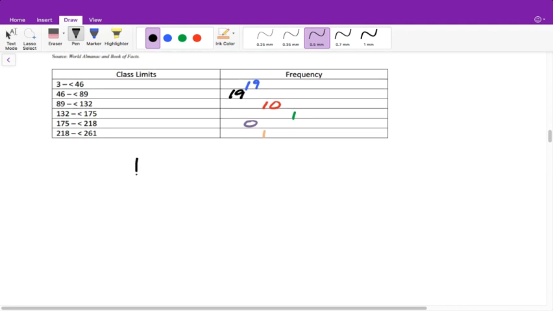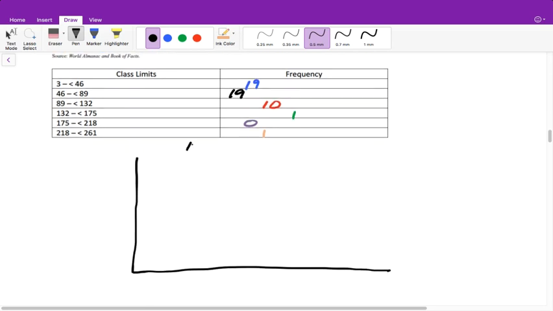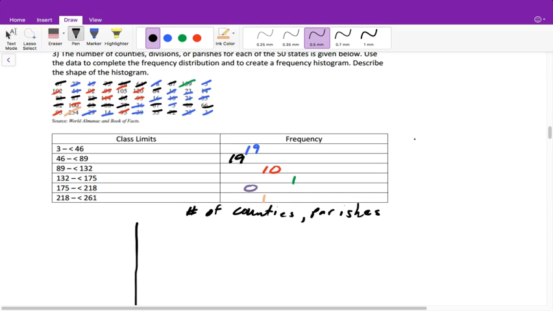All right, so what you need to do, and I didn't really show you this on your answer key, but you need to make sure that you're labeling these. All right, so we will then name the histogram. It's talking about the number of counties, divisions, or parishes for each of the 50 states given below. So you would name this as the number of counties, parishes, or divisions.